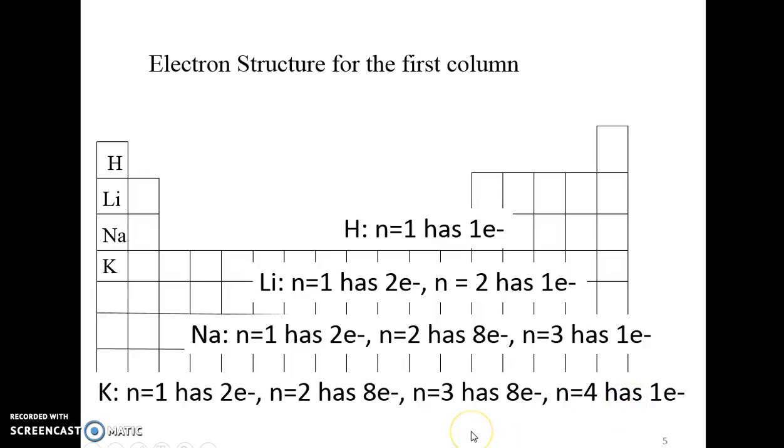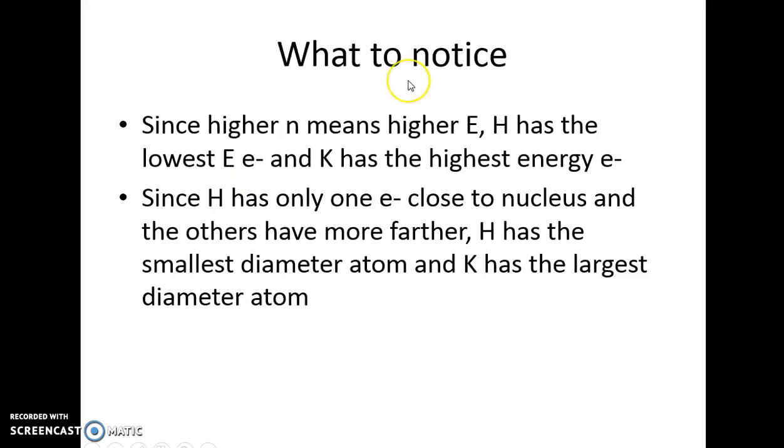What do you see that's the same with all of those? They all have 1 electron in the highest N number, which we'll discuss later. Later on, we're going to call these valence electrons. What else to notice? Well, higher N number means higher energy. So the electron in hydrogen has the lowest energy electron, and potassium has the highest energy electron when we're just comparing that column.